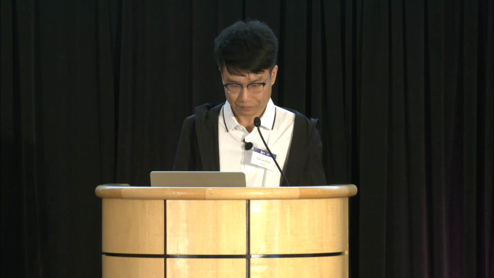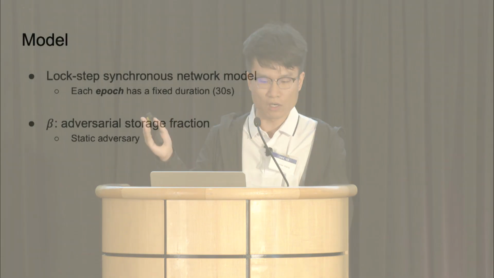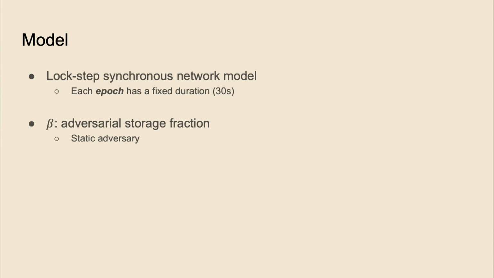So here, in this work, we assume a lockstep synchronous network model. This works because in EC, we use DRAND, which is a synchronized random beacon. Here, DRAND has a fixed-size epoch that is 30 seconds. So it's reasonable to assume a lockstep synchronous model. And here, let beta be the adversarial storage fraction. Again, here we assume a static adversary for simplicity.